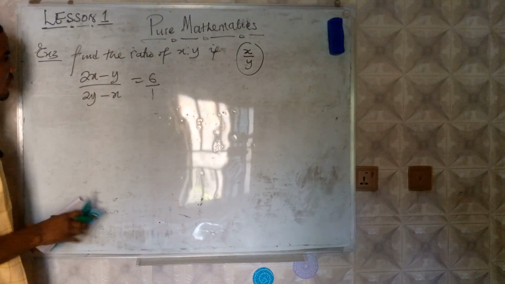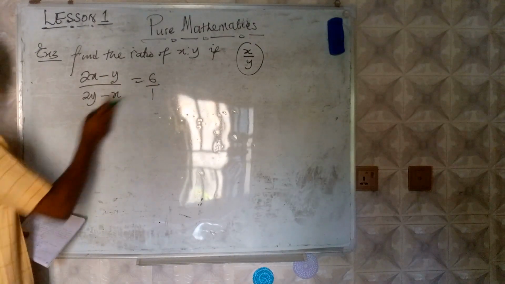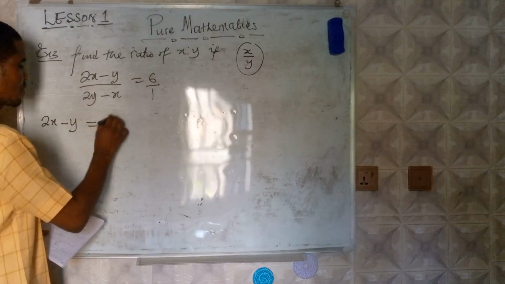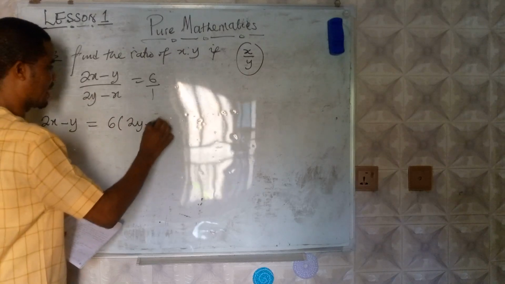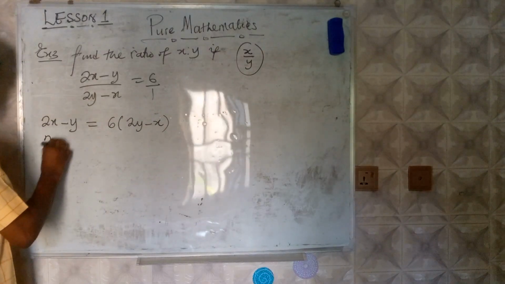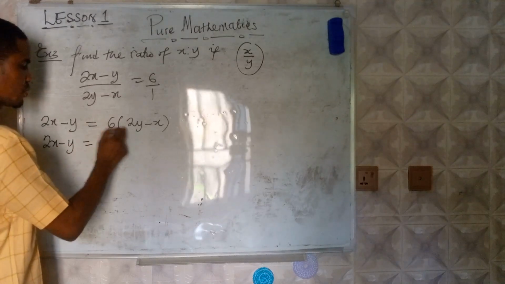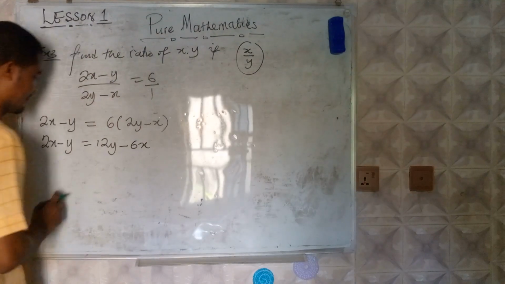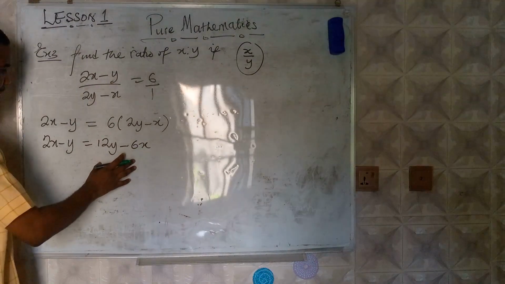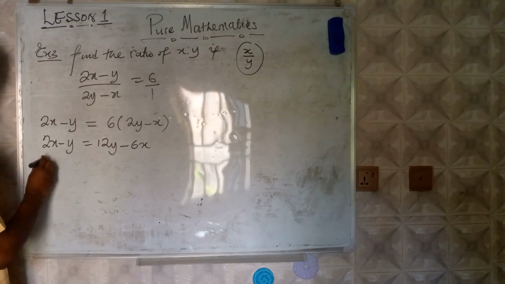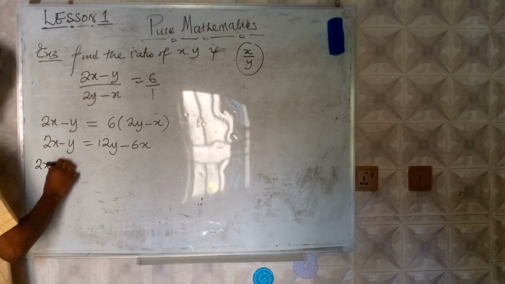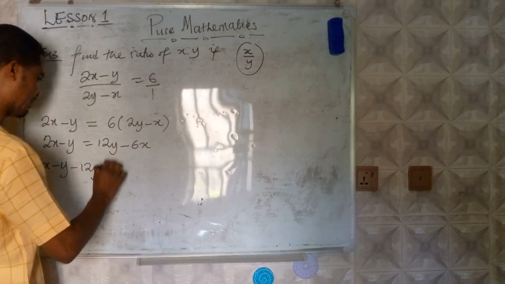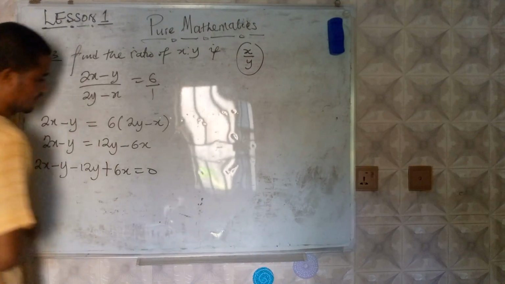What I'm going to do first is to try to simplify. So I cross multiply. I have 2x minus y is equals to 6 into 2y minus x. I have 2x minus y is equals to 2 times 6 is 12y. I have minus 6x. So I can decide to bring all together. I have 2x minus y minus 12y plus 6x equals to 0.